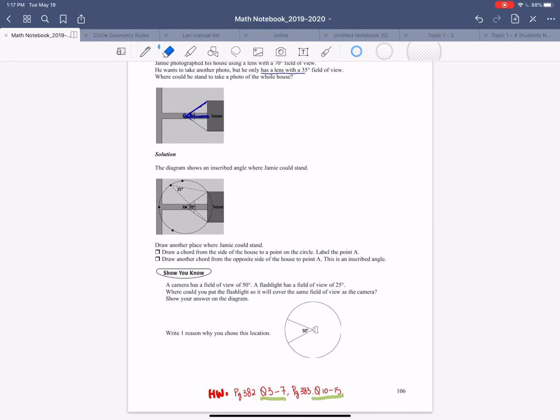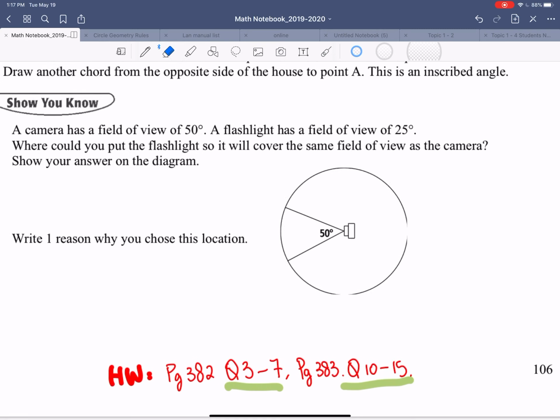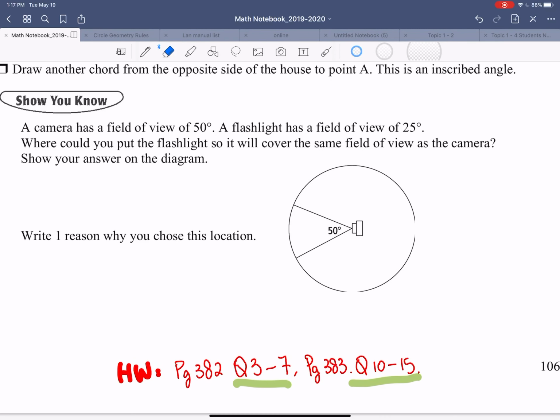And this one here, the camera view of 50. Let's say this is a flower, and this is a camera with a field of view of 50. A flashlight has a field of view of 25. Where do you put the flashlight so it will cover the same field of view? It's the same question as that. This is the center circle sharing the same arc. You just draw a random inscribed angle. This will be a 25. So that's where you put the flashlight.